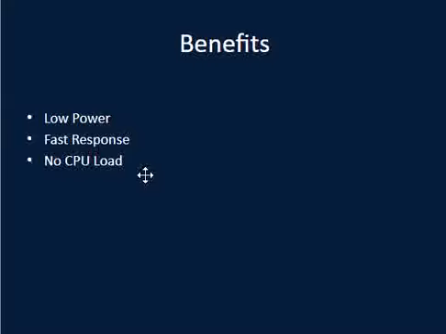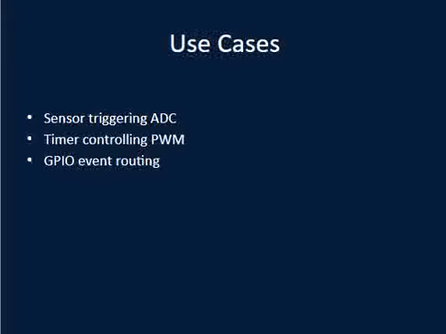So what are we benefiting from it? Basically low power, fast response, and no CPU. Simple, right? And what could be the use cases for this? If you have some sensor signal coming as output and you want to trigger an ADC to perform its operation without involving the CPU, you can do this. Or if you want to generate some PWM output using a timer continuously, you can do that. And even GPIO event routing, which we talked about with the button, right? All these can be done.